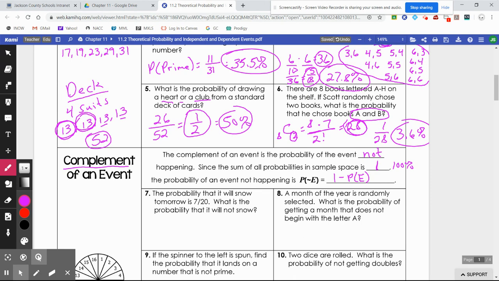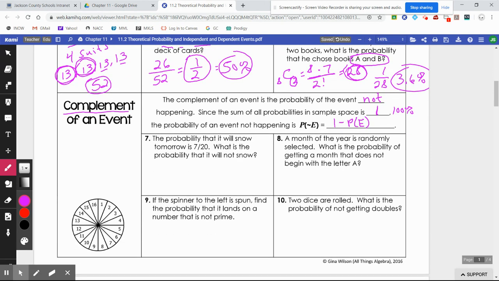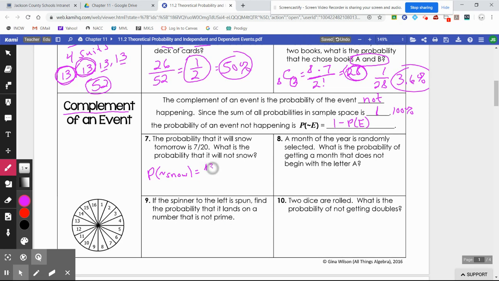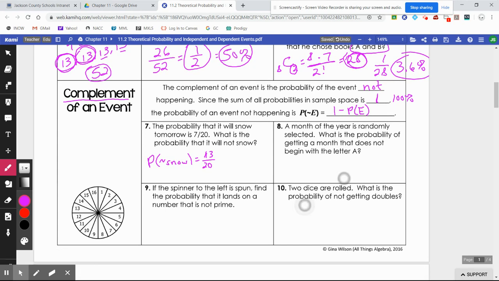So the probability that it will snow is 7 out of 20. What is the probability that it will not snow? So if there's a 7 in 20 chance of snow, then the probability of no snow, that's the notation there, would be a 13. Pretty much what's left out of the 100%. What's left out of the one whole. So the probability of no snow would be 13 out of 20.